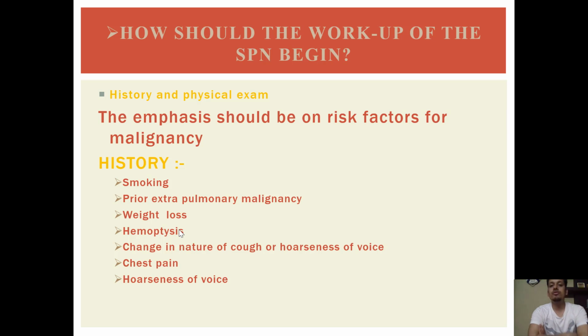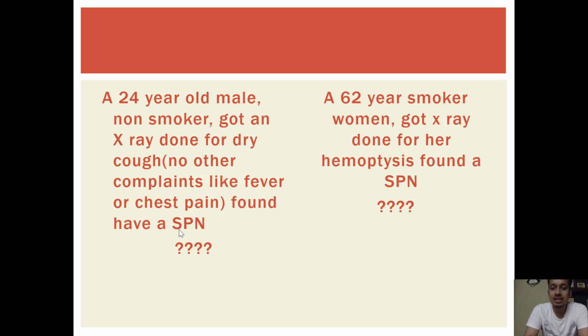So how should the workup of solitary pulmonary nodule begin? The emphasis should always be on risk factors for malignancy. What we are basically trying to exclude is malignancy. So a patient with a very high pack-year history of smoking, a prior history of extrapulmonary malignancy, significant weight loss, hemoptysis, a change in the nature of cough, or hoarseness of voice, these patients should have further evaluation even if the solitary nodule is smaller in size.